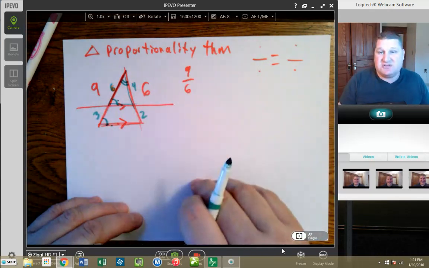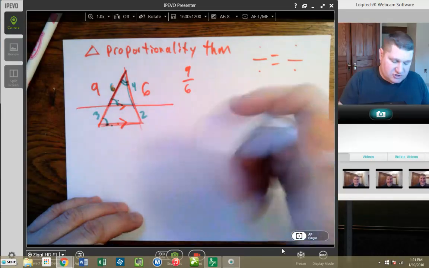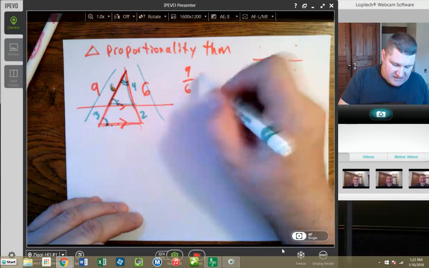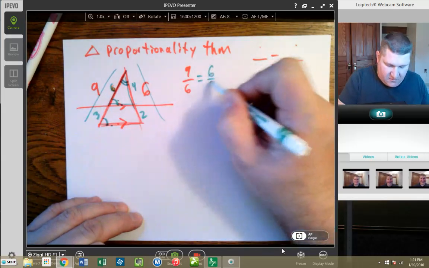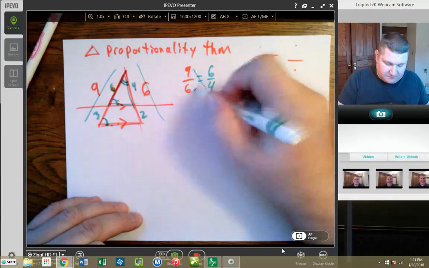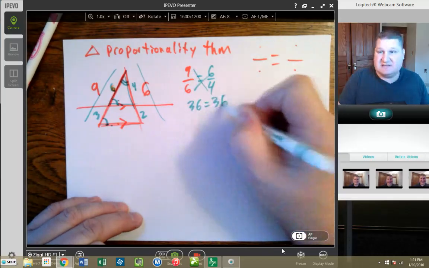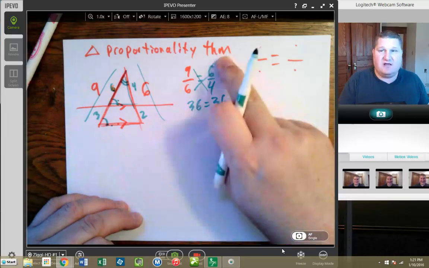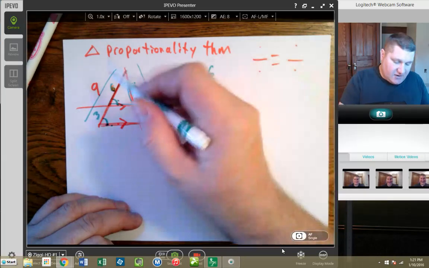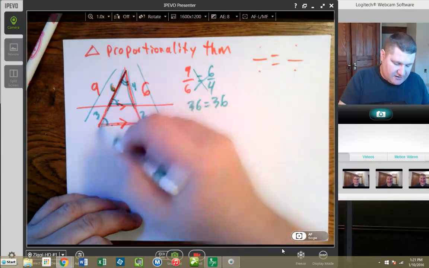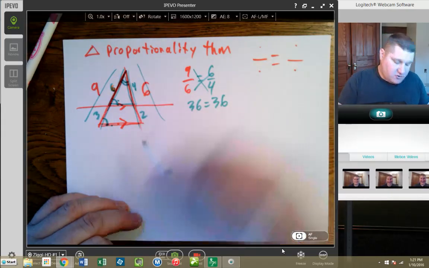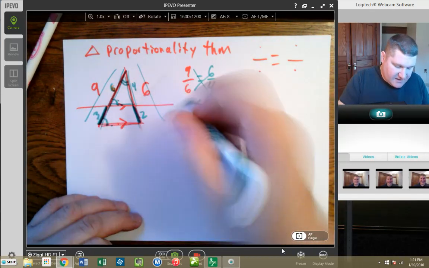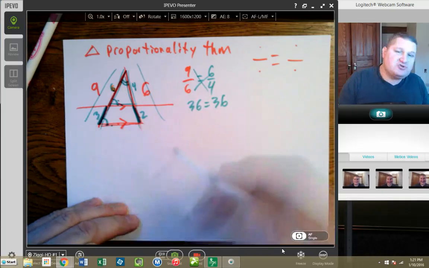If those triangles are similar, that must mean their sides are proportional. Well, 9 to 6, is that the same as 6 to 4? In fact, 36 equals 36. Yes, indeed it is. They are proportional. But here's something else, and this is where the triangle proportionality theorem comes in. It says not only do you create two similar triangles with sides that are proportional, you create two other pieces that are proportional. The chunks you cut off also remain proportional.